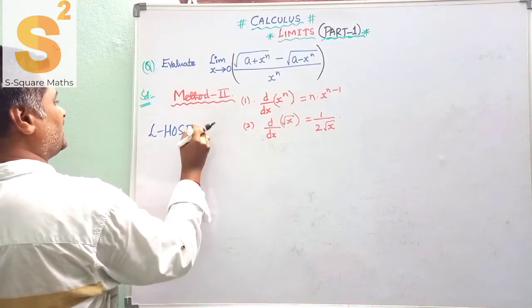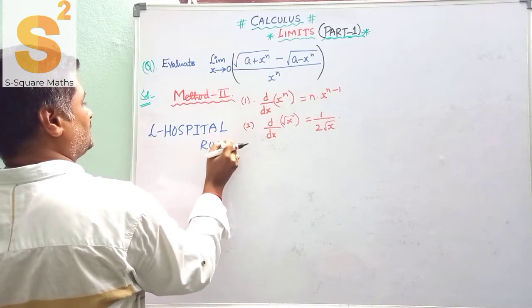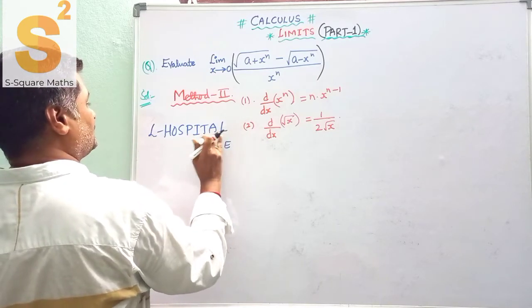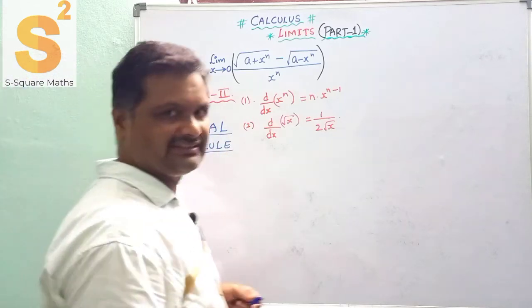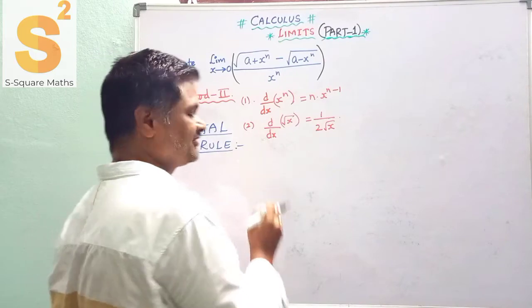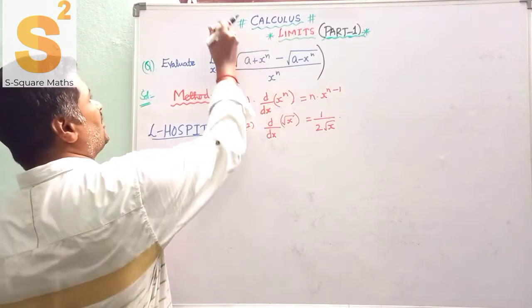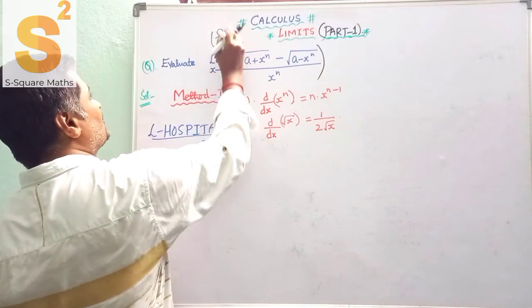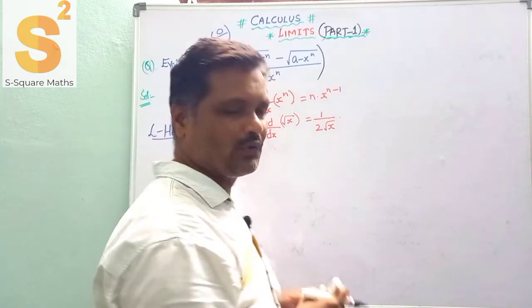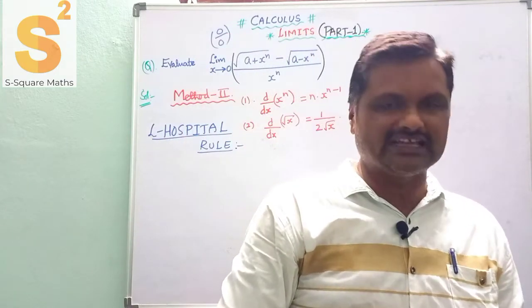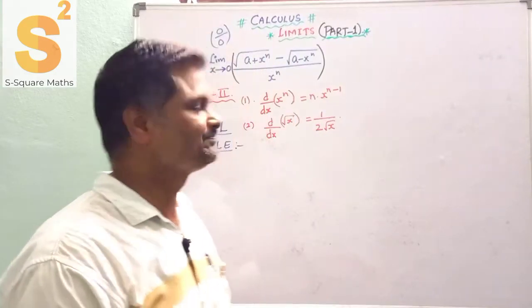So this is the method we generally follow for competitive examinations, and it can be applied if it is in the 0 by 0 form. If you substitute the value of x as 0 in the numerator and denominator and you get 0 by 0, then we have to employ the L'Hospital rule. So let us check it now.